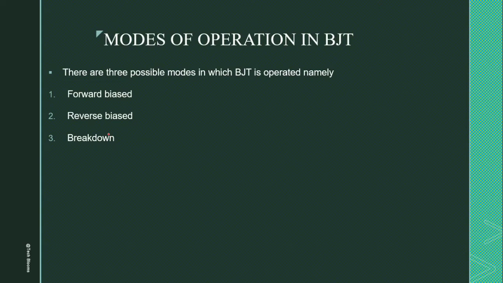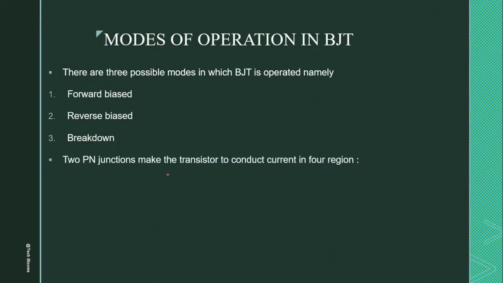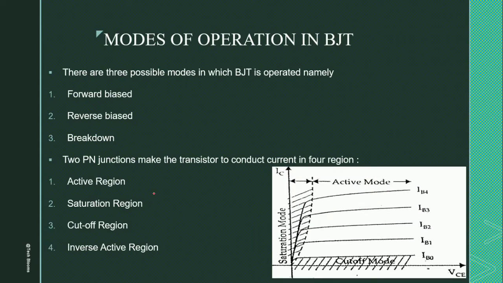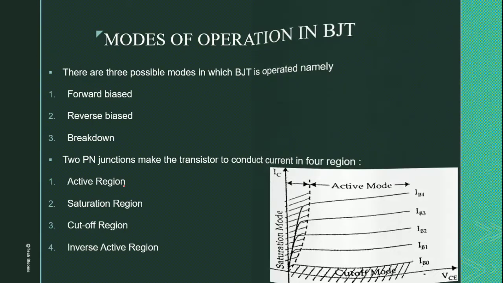Now as we have two PN junctions, that is the emitter base junction and the collector base junction, the transistor conducts current in four regions, that is the active region, saturation region, cutoff region and inverse active region. All these regions explain the behavior of a transistor. So now here you can see a figure displaying all the different modes, the active mode, the saturation mode and the cutoff mode. Each region or each mode we will do in detail in my further slides.